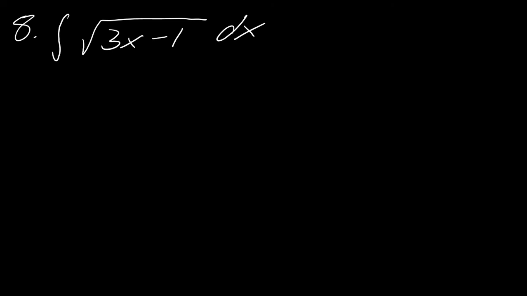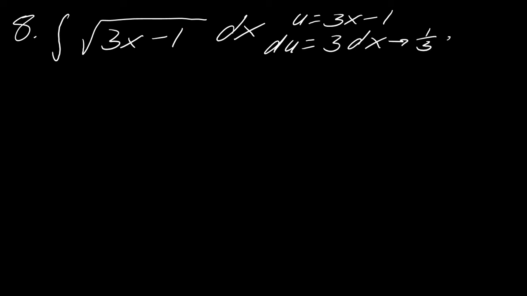So my u in this case is going to be 3x minus 1, and then my du will be 3dx. And so notice I do not have a 3 anywhere in this problem. So in manipulating this, this will become 1/3 du equals dx.